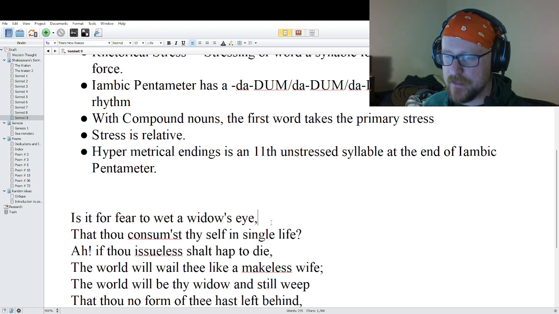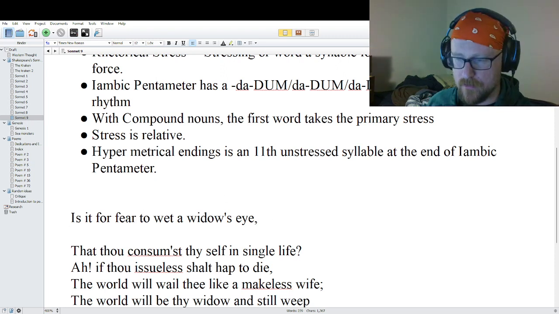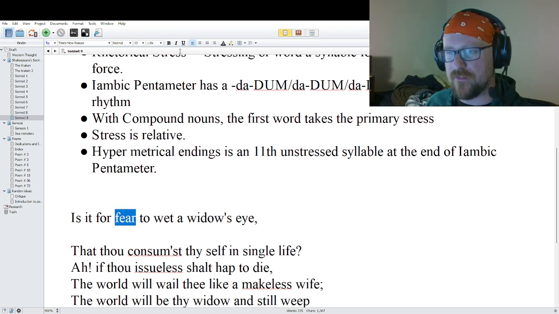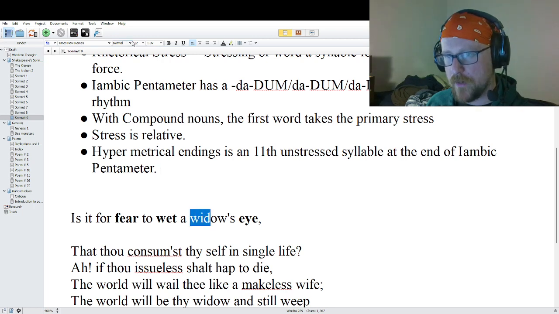So this is the first line. So let's do what we do. Step one, we're going to highlight all the important monosyllable words. We have a few. We have fear, wet, cool, and eye. Nice, right? And then step two, look at the multisyllable words. We got one, and hit the primary stress, which is the wid in widow.